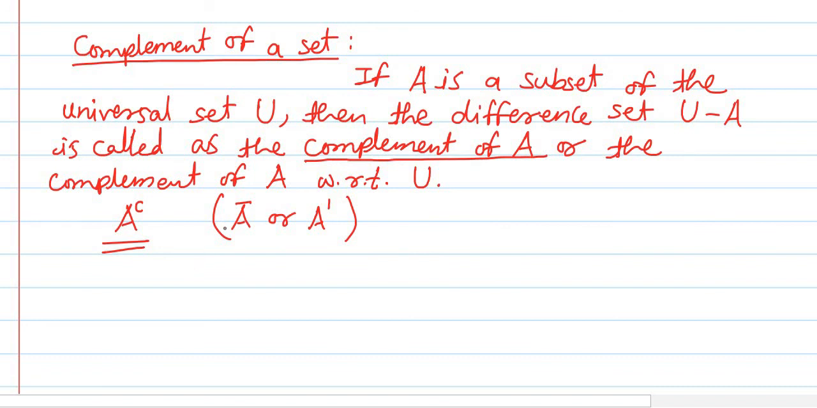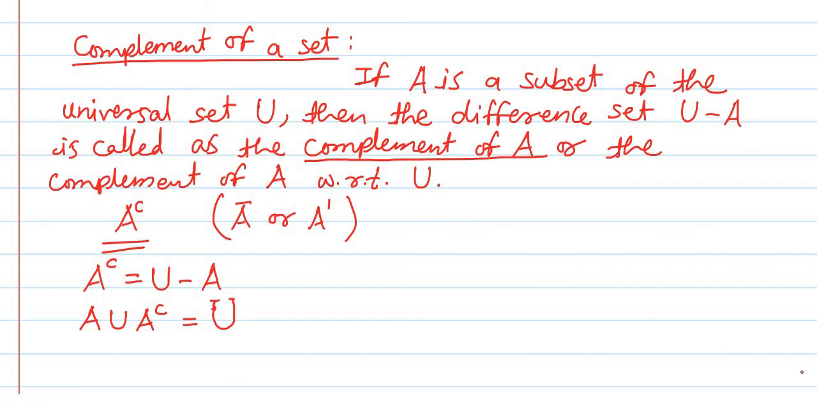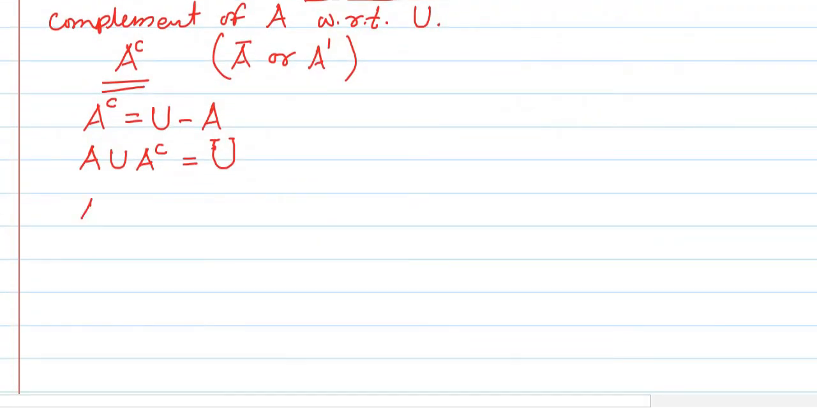From the definition of the complement of a set, we have some properties of complement, and the properties are: A complement is equal to U minus A. Next, A union A complement is equal to the universal set U. Next, the intersection of A and A complement is the empty set phi, as there is no element which is common in set A and its complement.